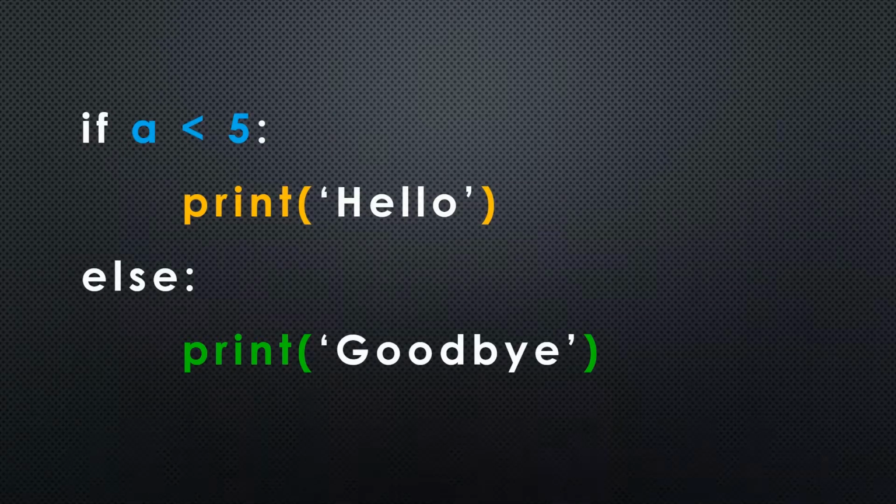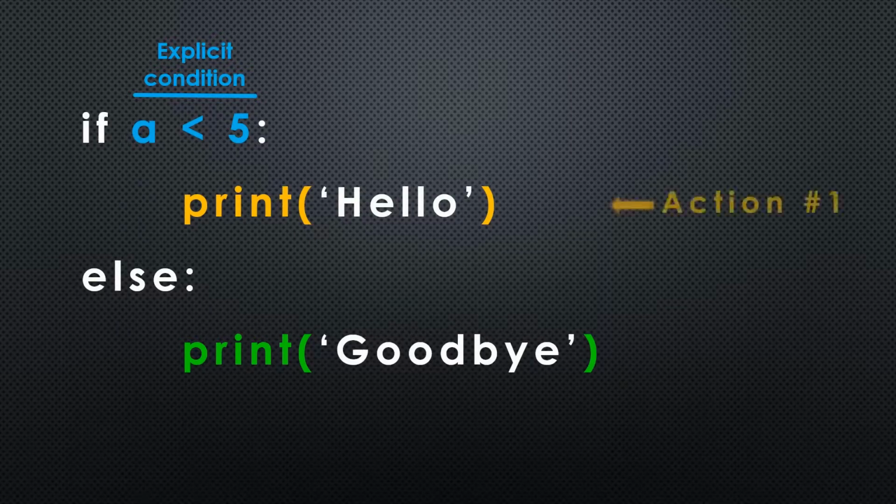In this case, A is smaller than 5 is the explicit condition, and if it is met, leads to the first action, which results in the word hello being printed on the screen. On the other hand, if the explicit condition is not met, the else statement is triggered, and leads to the second action being performed instead. In this case, this would result in the word goodbye being printed on the screen.